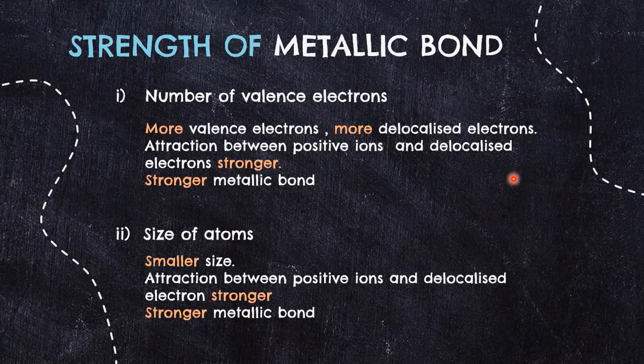These two factors can be concluded if we compare metals located across period 3. So we have sodium, magnesium and aluminium. By increasing the number of valence electrons, here we have 1, 2 and 3, this will result in a smaller size of atoms. Hence, a stronger metallic bond will be formed from sodium to magnesium to aluminium.